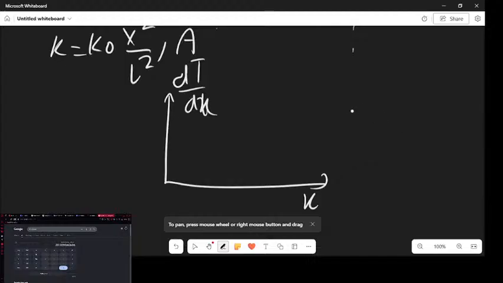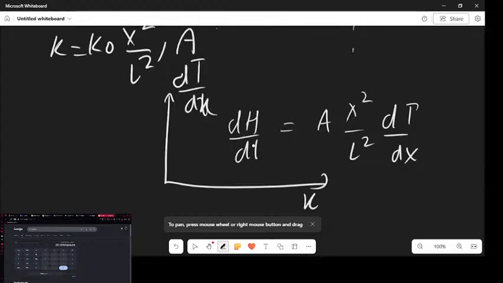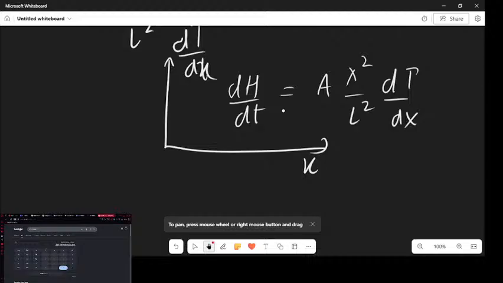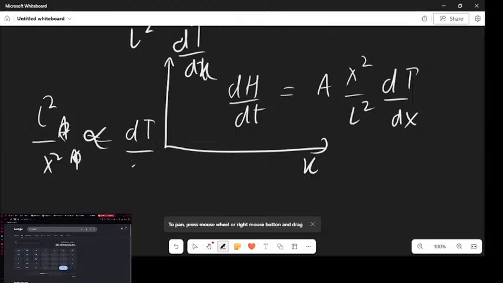So k is x squared by L squared, times A dT by dx, and A dT by dx equals dH by dt. The flow of heat will be constant throughout. So L squared by x squared is proportional to dT by dx.